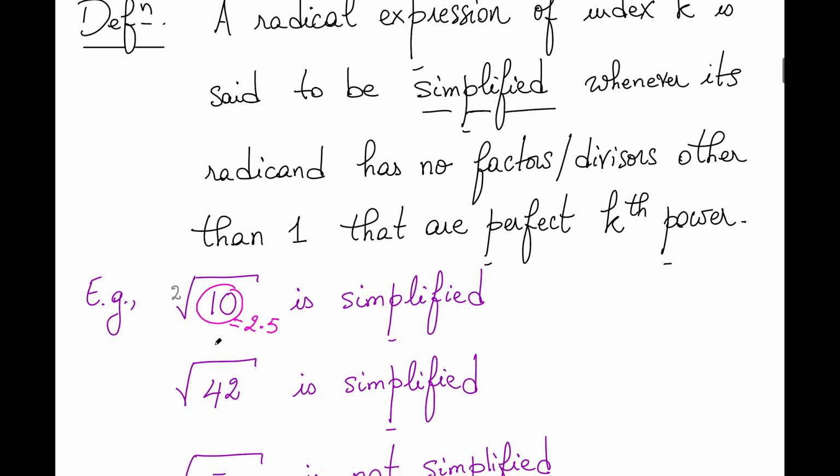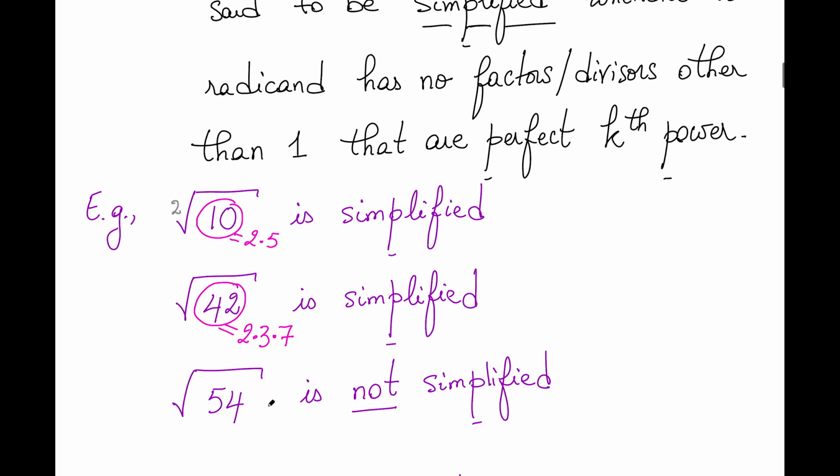Square root of 42, similarly. How do you write 42? What's the prime factorization of 42? Meaning, let's write 42 as a product of primes. Well, 42 is 6 times 7, and 6 is 2 times 3, right? So this is the prime factorization of 42. And none of these factors is a perfect square. Remember, the index is also 2 here. So none of these factors is a perfect second power. As such, this is also simplified. Correct?